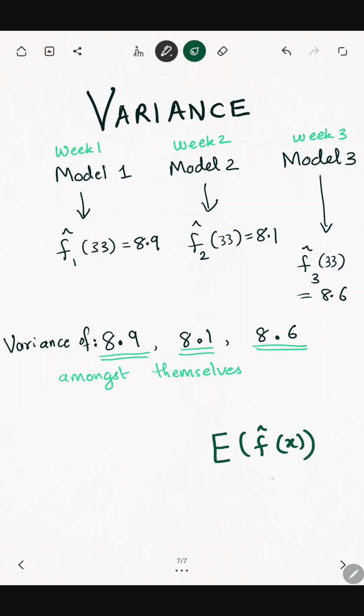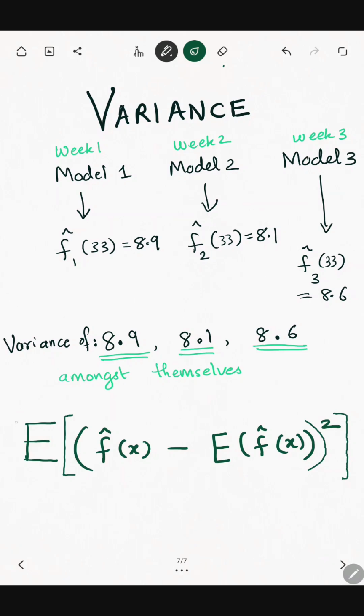So first we have to find the mean of all these values, so E of f hat x. Then from every data point subtract the mean, so f hat x minus E of f hat x. Then we square it to remove the effect of negative values as well as to keep it differentiable, so f hat x minus E of f hat x, the whole square. And finally, we find the mean of this squared difference, again using the E operator. So E of this entire thing gives us the variance.